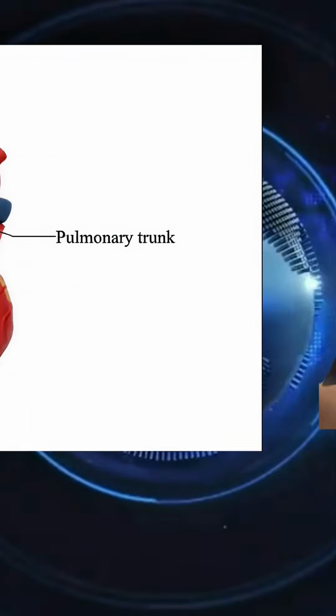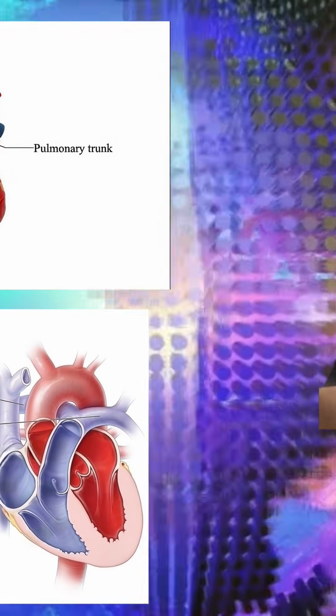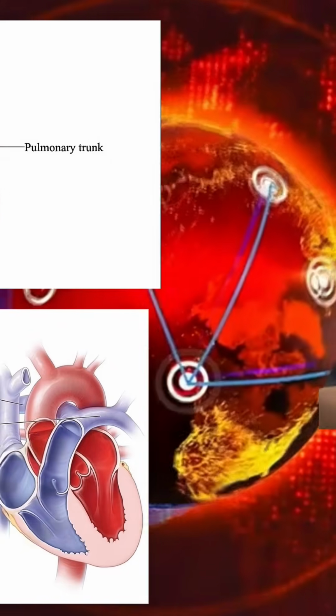Fourth, the pulmonary trunk splits into the main branches, the right and the left pulmonary arteries, sending blood to the lungs to trade off carbon dioxide for fresh oxygen.